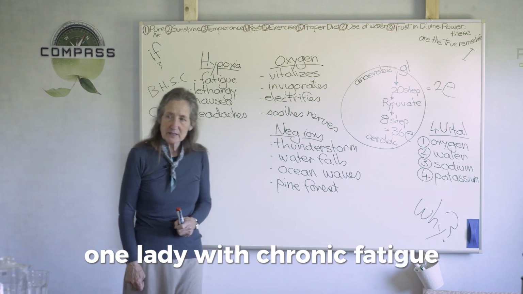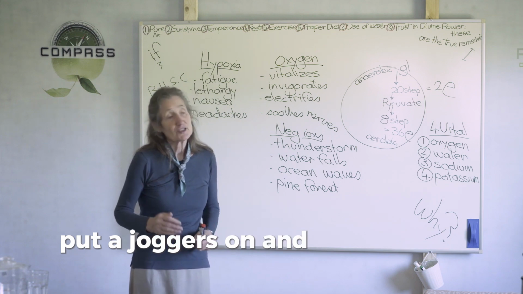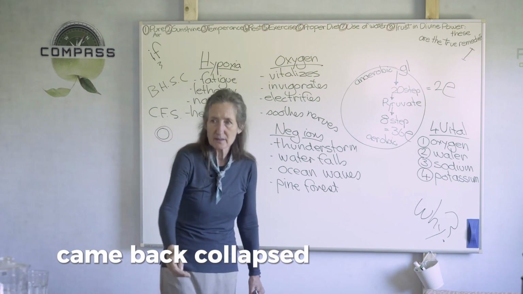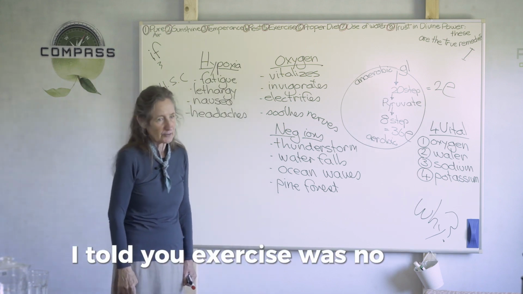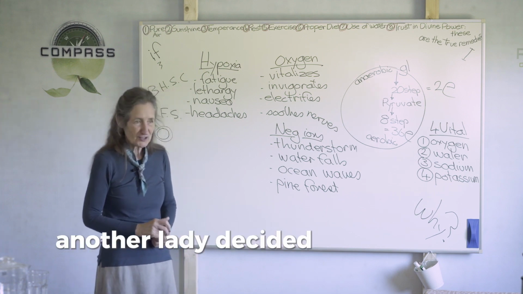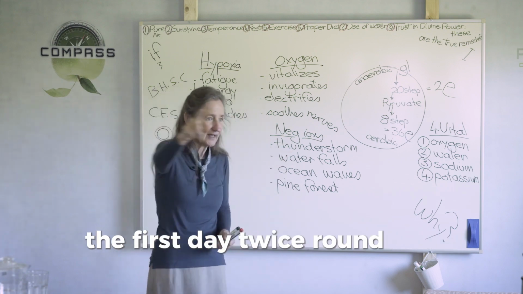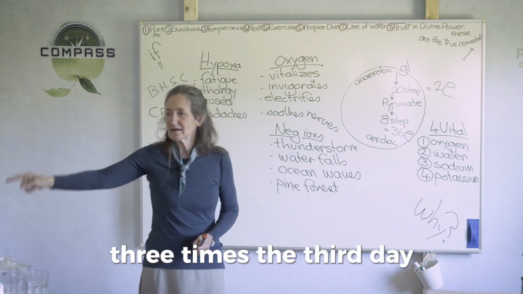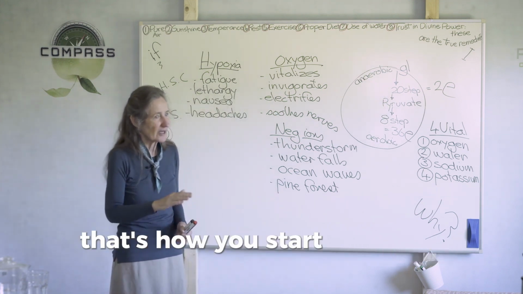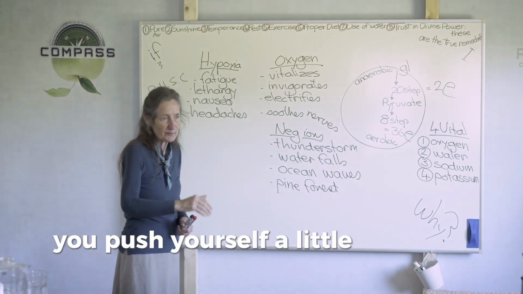One lady with chronic fatigue heard my lecture on exercise, put her joggers on and just pushed herself, went 5 kilometres, came back, collapsed and said, see, I told you exercise was no good. Another lady decided to go around the house once the first day, twice the second day, 3 times the third day, 4 times the fourth day. The fifth day, she'd go around the block. That's how you start. You start where you are, little by little. You push yourself a little bit more every day.